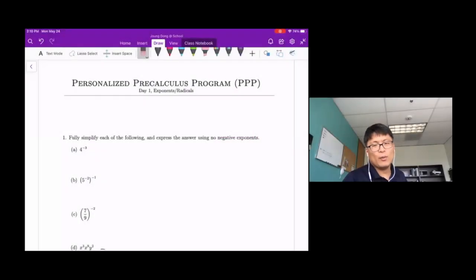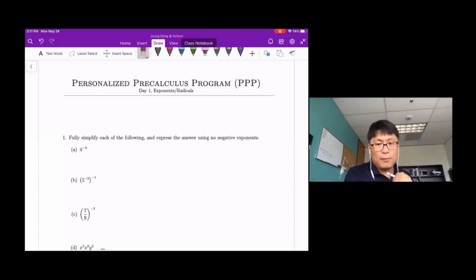Okay, let's talk about number one. It is exponential function. Whenever you have to simplify the expression with exponent notation, think about the negative power meaning reciprocal, which means you're going to flip it upside down: your numerator will be the denominator and the denominator will be the numerator.